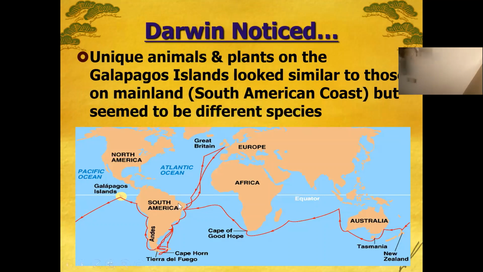So as soon as they get to South America, Darwin actually jumps off ship. I mean, he stays on land while the captain of the ship just goes back and forth. They also visit the very famous Galapagos Islands. They go to Australia. They also go to Africa as well.